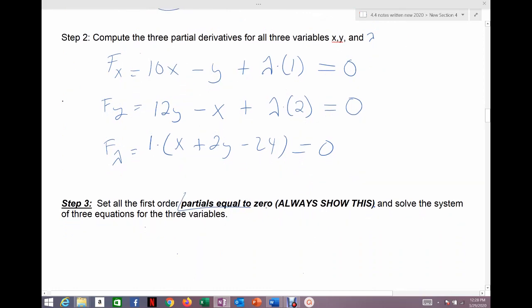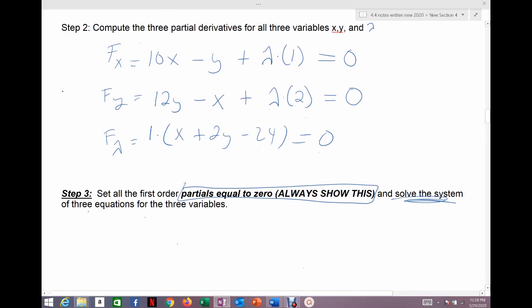I've already done this part. Set the partials equal to 0. Always show this because in order to solve the system, I can only solve it if I've set it equal to 0. Alright, key step, make sure you show it. This is a linear case, meaning I can solve with a matrix. I can put them in the form ax plus by plus c lambda equals some constant. In this case, the constant for the first couple of ones will just be 0.